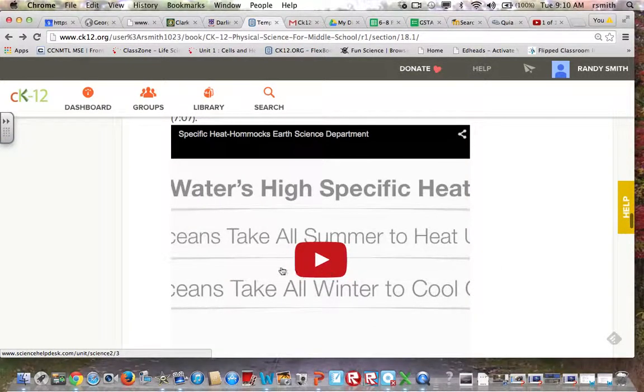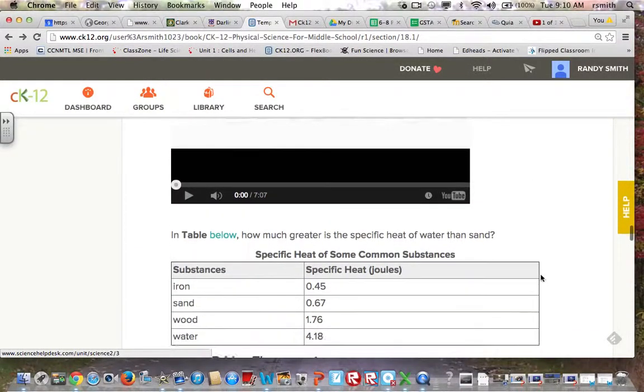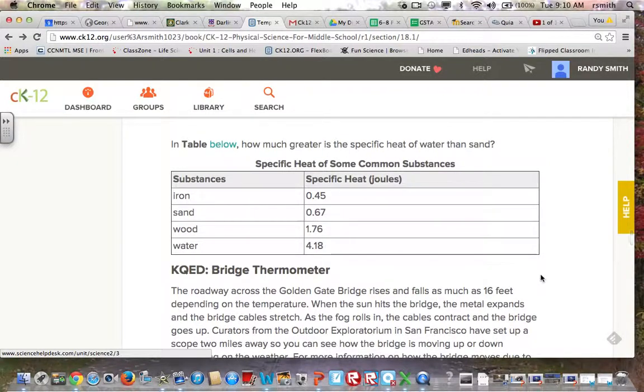Right here, the specific heat, Hammocks Earth Science Department. You can take a look at this. It'll give you more information on those 4 different types of matter and their specific heat. In the table below, how much greater is the specific heat of water than sand? Well, you take 4.18 minus 0.67, that's going to give us our answer.